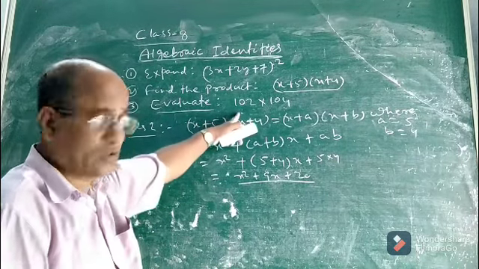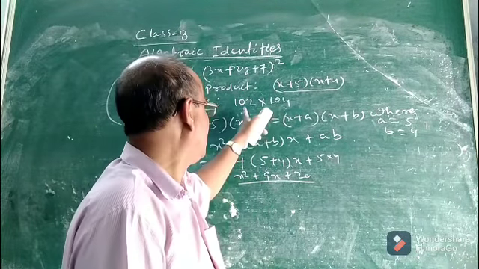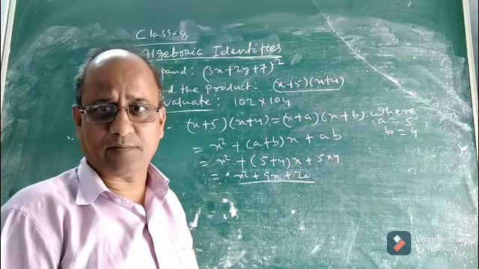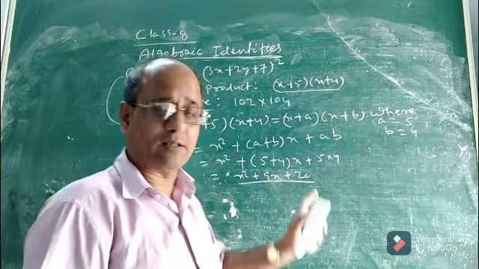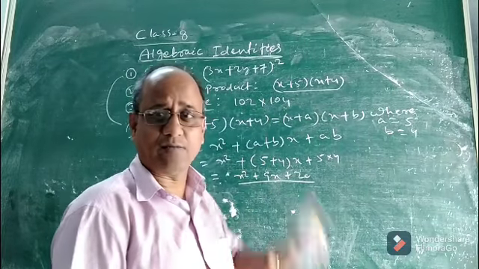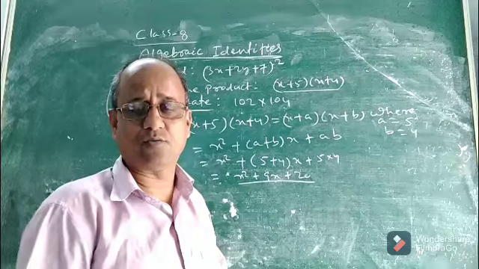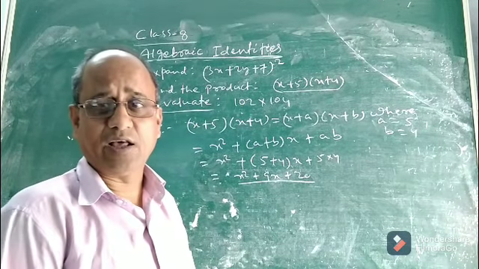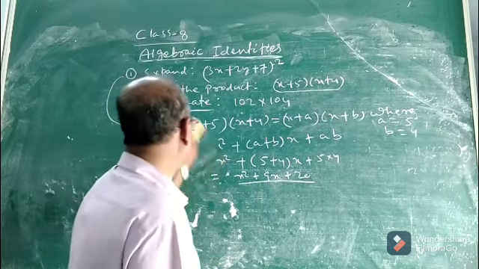See another question you are given here. Evaluate. It is also another application of the fourth algebraic identity. By using the fourth algebraic identity, we can find the product or evaluate this type of number. The product of this type of number we can also compute using the fourth identity, that is x plus a into x plus b, which I just discussed now. Let us see how.